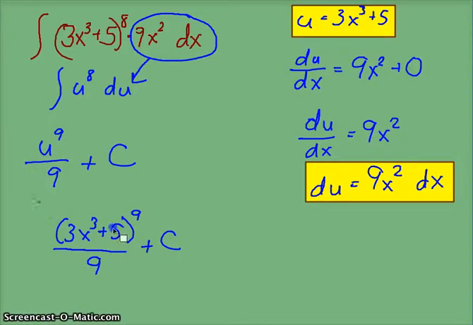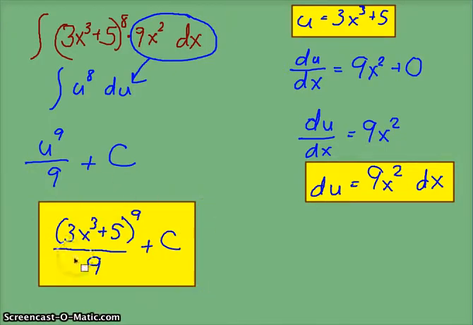And I'd like you to take the time to find the derivative of this, and hopefully you're going to get 3x cubed plus 5, quantity to the 8th, times 9x squared, using the chain rule. So take a little time and differentiate this, and hopefully you get back to this.